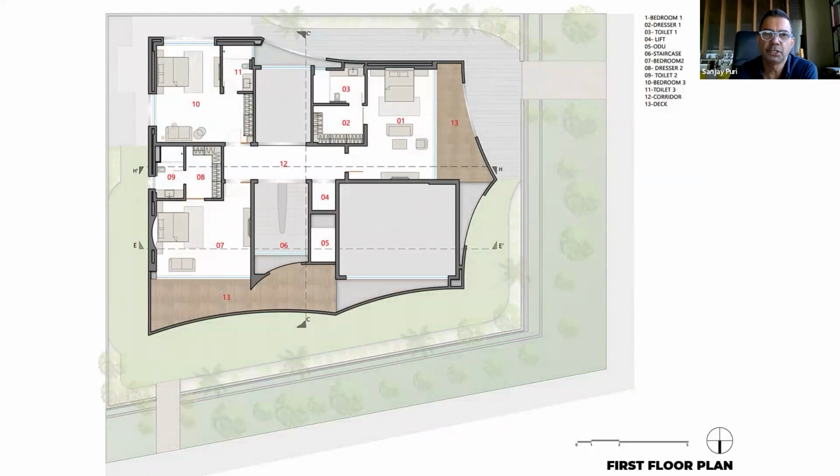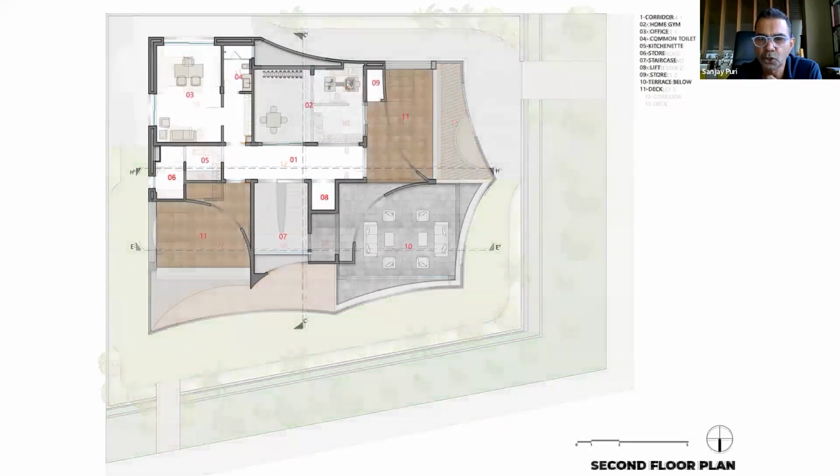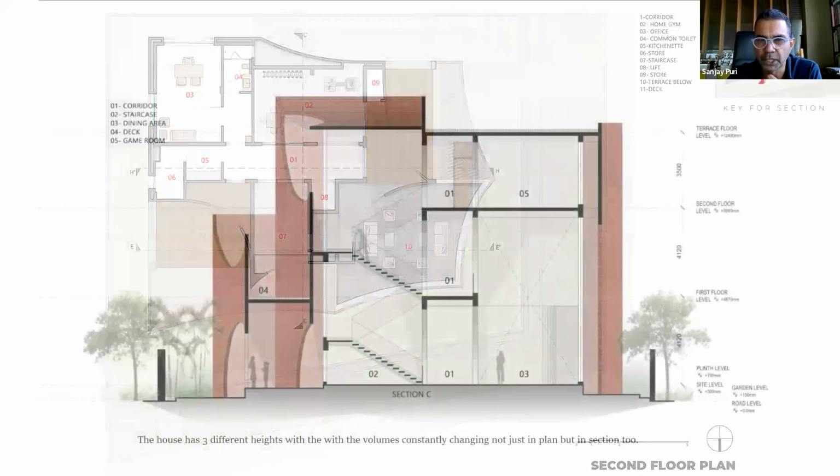So even within this small house, there are three different volumes. The living room is 1.5 floors high, the dining room is 2 floors high, and the rest of the rooms are all 4 meters high. So there is this constant change in volumes as one moves through the house.